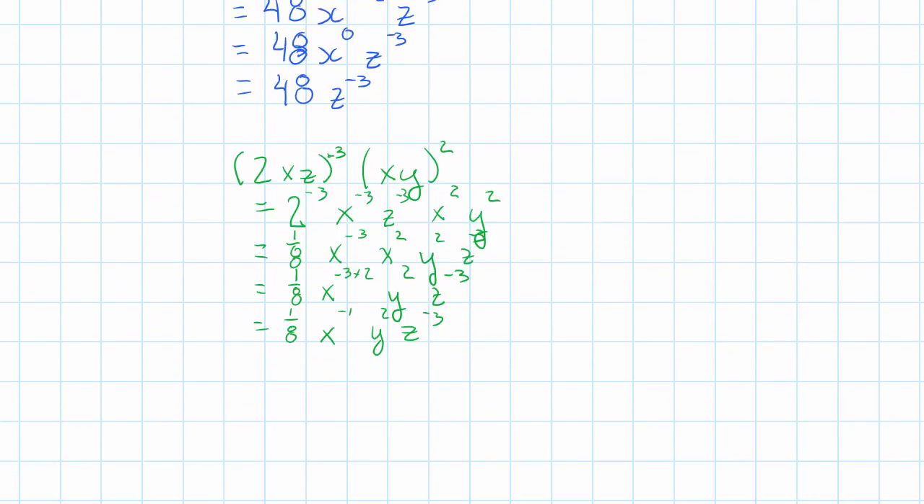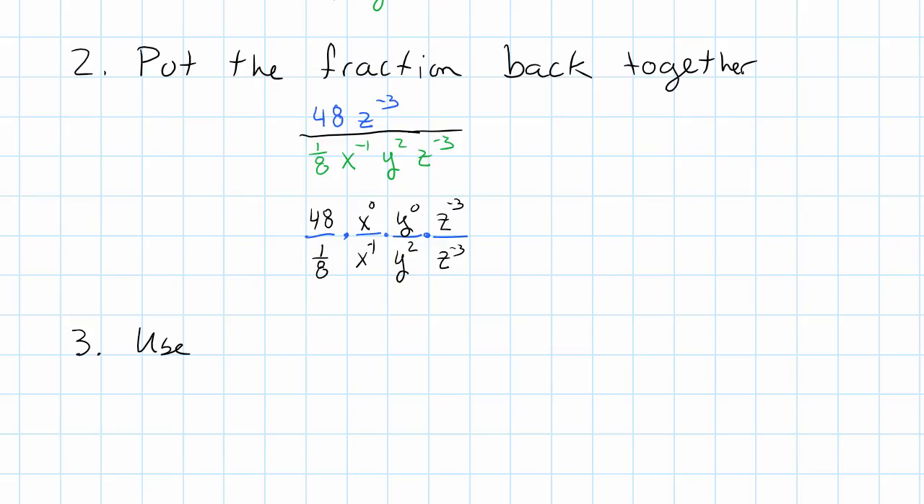Okay, now that we've simplified the numerator and denominator separately, we're going to put them back into a fraction. And then we split each variable into its own fraction. Notice there's no x or y in the numerator. So in the numerator we just have an x to the 0, which is 1, and a y to the 0, which is also 1.